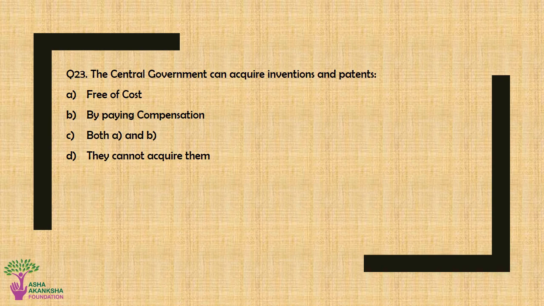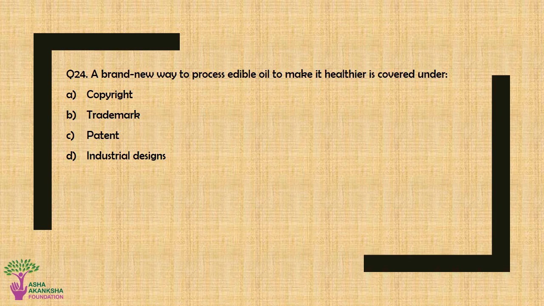Question number 23. The central government can acquire inventions and patents. Option A, free of cost. Option B, by paying compensation. Option C, both option A and B, or option D, they cannot acquire them. The correct answer for this question is option B, by paying compensation.